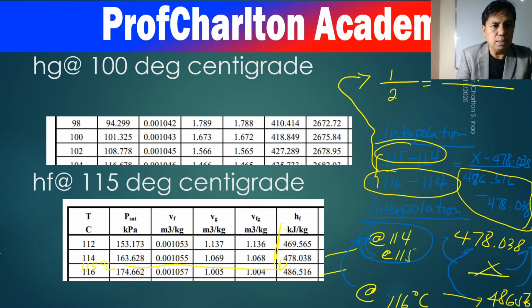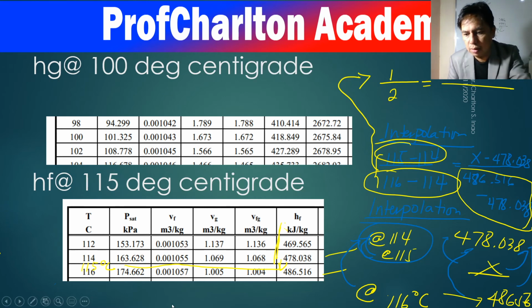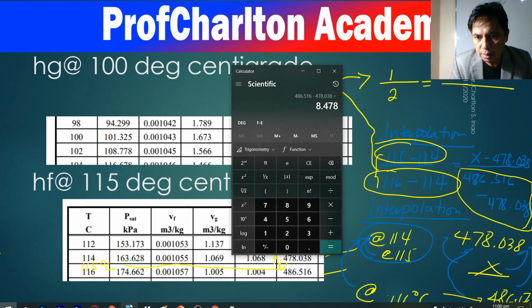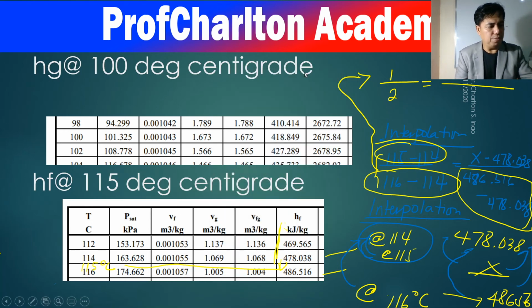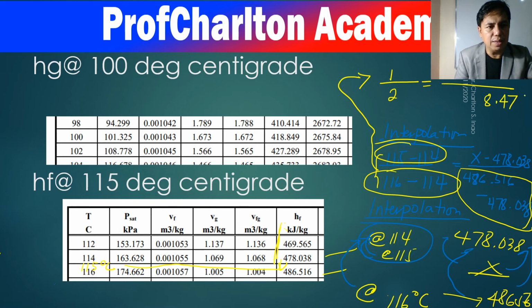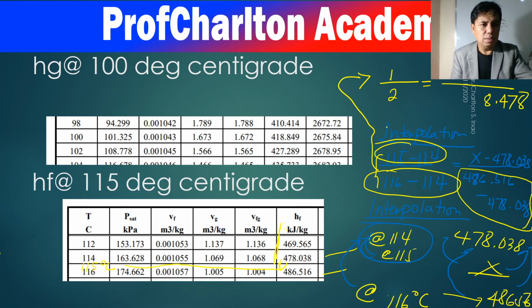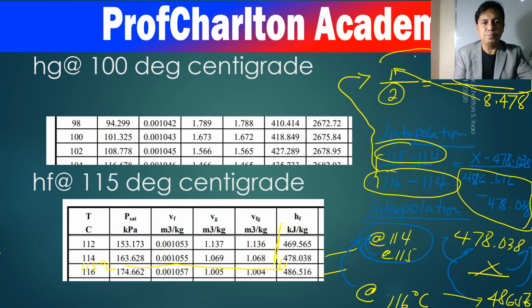Where is this calculator? Where have you been? 8.478. So all we have to do is cross multiply. So 1/2 is 0.5. We just multiply this here by the 1 divided by 2, then we add the whole of this to this.